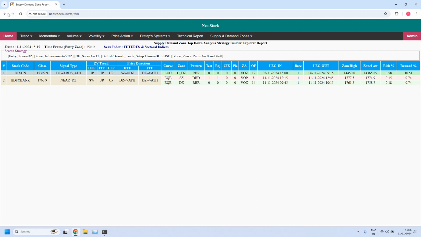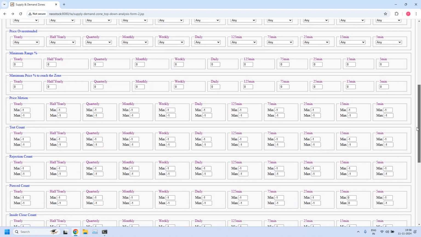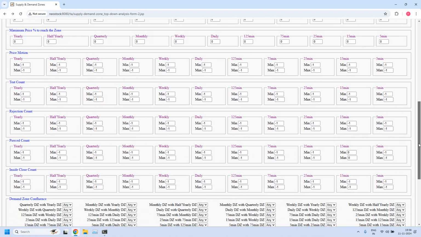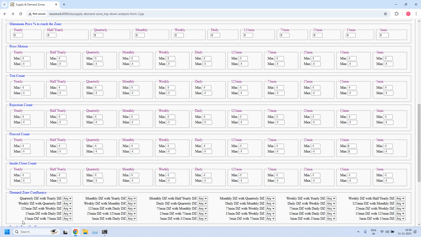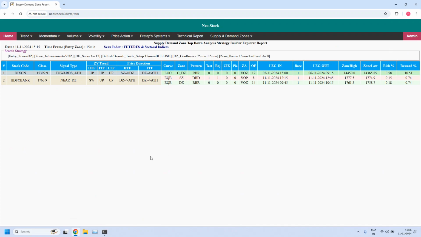That is ITF confluence: a 15 minutes demand zone with a 75 minutes demand zone confluence. So I am enabling the filter, and we got both the stocks. That means in both these stocks, the 15 minutes entry time frame zone is part of the 75 minutes zone, and the 75 minutes trend is up.